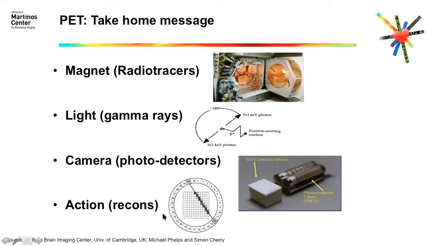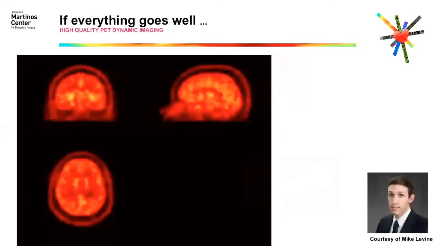And then we need to process those lines of response, those detectors being hit together, constructing these lines of response, and accumulate them into what is called an image reconstruction. So whenever everything goes pretty well, we have amazing quality PET images. This is a dopamine receptor study for raclopride. And look at this image.